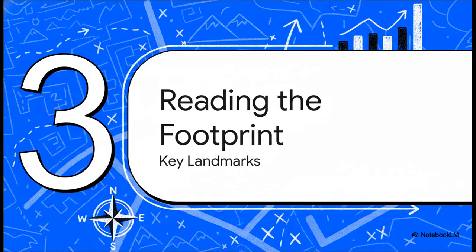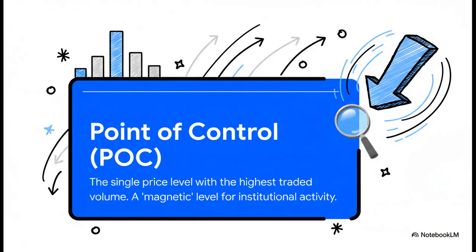Okay, so we have this powerful new map. How in the world do we read it? Let's break down the key landmarks you need to know. Think of it as learning to navigate the market like a pro. First up, we've got the point of control, or you'll hear it called the POC. It's super simple. It's the single price level where the most volume was traded. Think of it as the market's center of gravity for that session. It's magnetic. It's where institutions place their biggest bets.